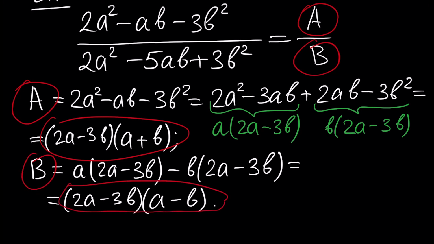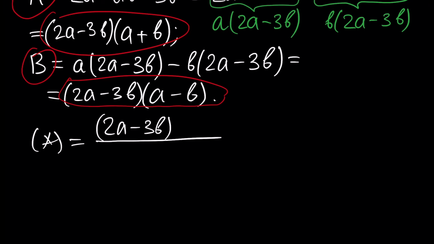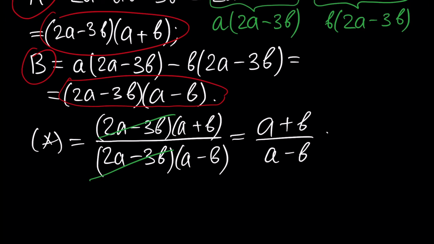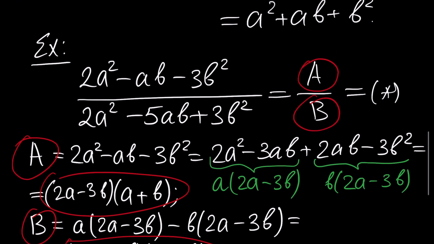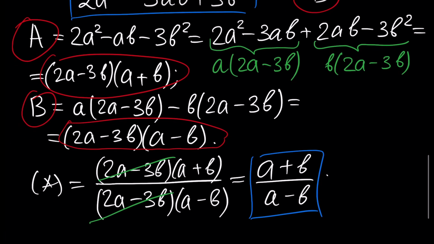And after factorization, let's rewrite this again, and it will be A divided by B, where A is 2a minus 3b times a plus b over 2a minus 3b times a minus b. Next, we perform cancellation, and at last we will have a plus b divided by a minus b. And that's all. So all in all, after reducing our complicated algebraic fraction, we have a simple form of our fraction.